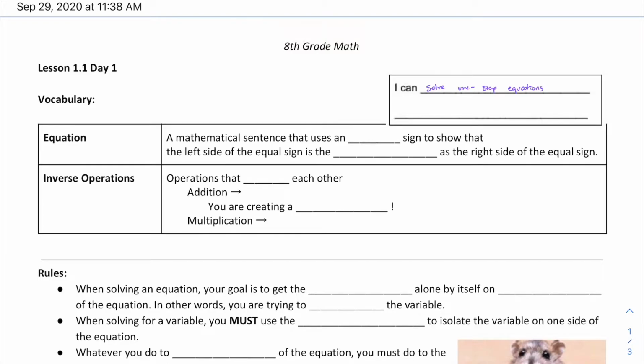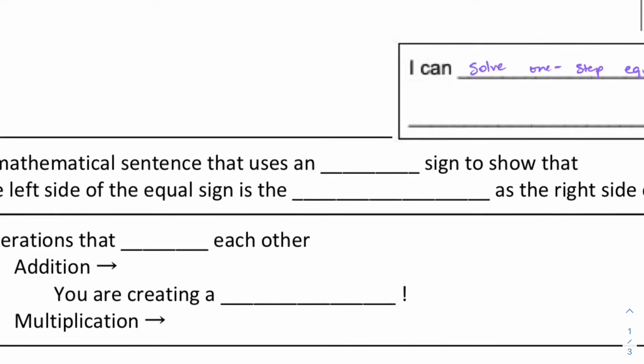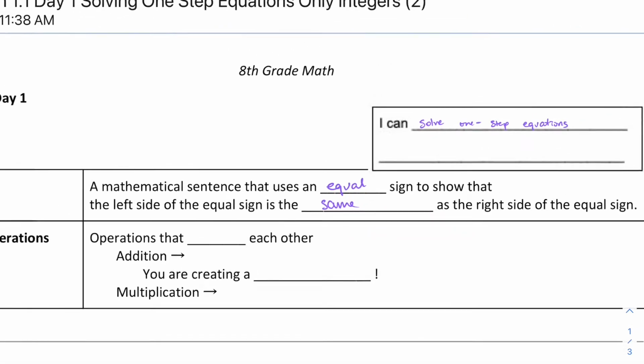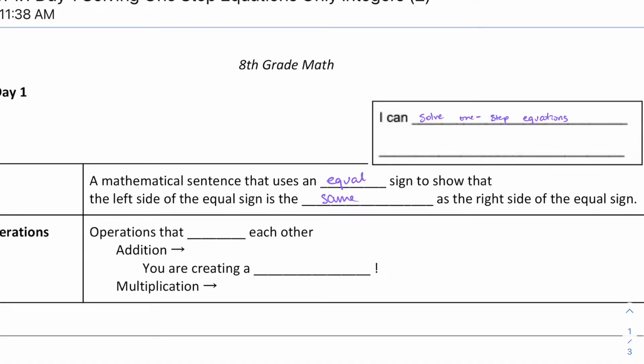An equation is a mathematical sentence that uses an equal sign to show that the left side of the equal sign is the same as the right side of the equal sign, right? We're balancing it out. The left side is equal to the right side.